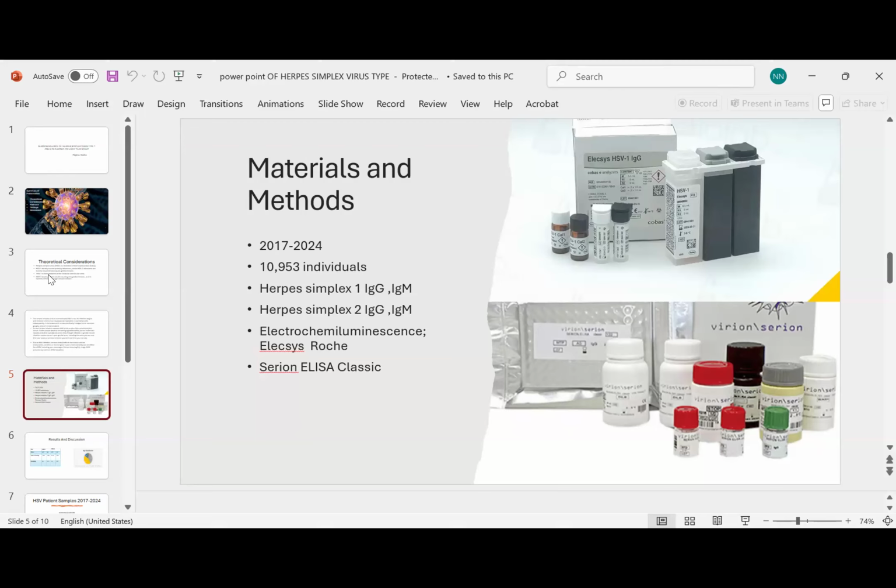10,953 sera were analyzed for the presence or absence of specific IgG and IgM antibodies. Serum testing was performed through the most efficient immunologic methods: herpes 1 and 2 IgG via the electrochemiluminescence method, and herpes simplex virus 1 and 2 IgM via the Serion ELISA Classic method, sandwich principle.